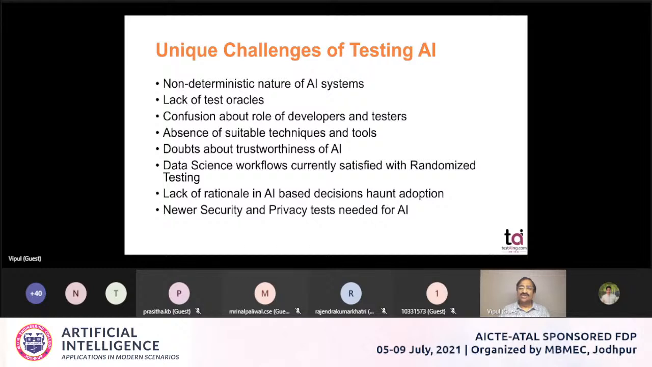So what are the unique challenges of testing AI systems? One of the biggest challenges is the non-deterministic nature of AI systems. This is something which AI developers, machine learning engineers, or data scientists typically understand. But management usually doesn't, and testers typically don't.